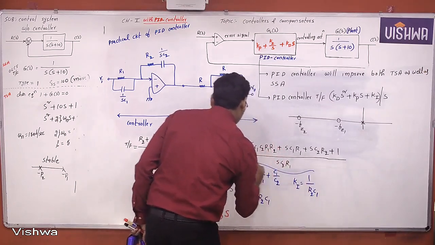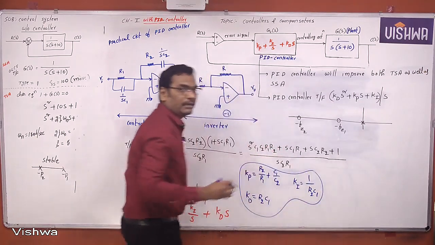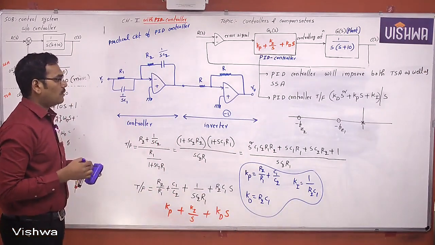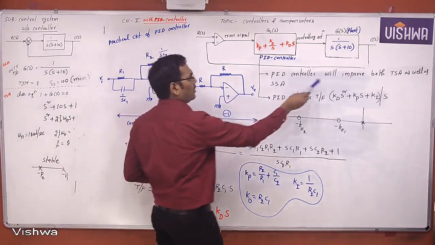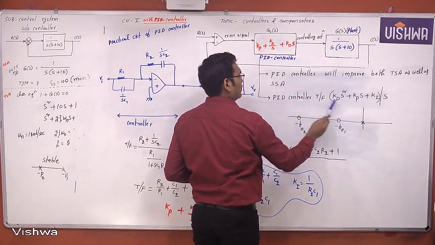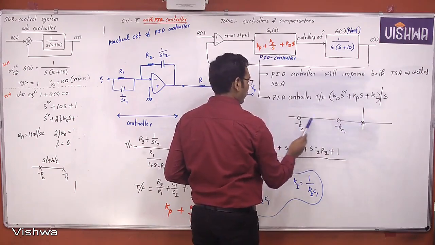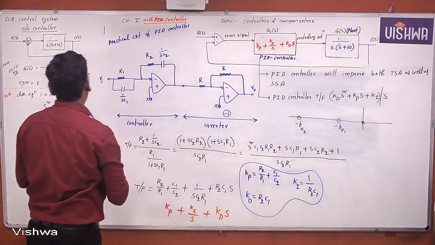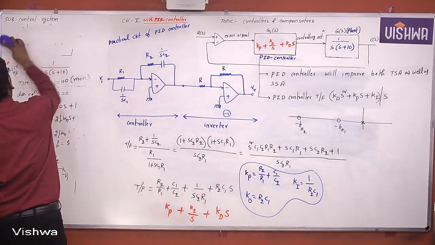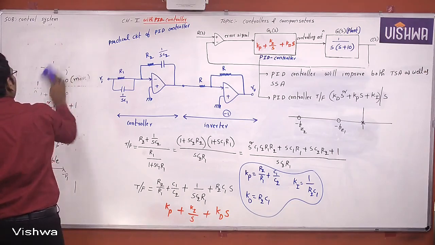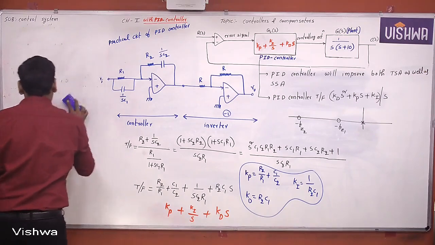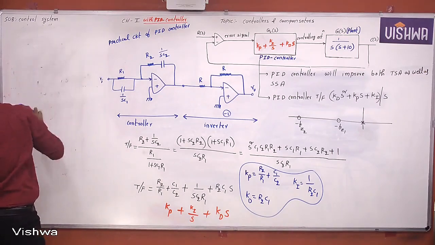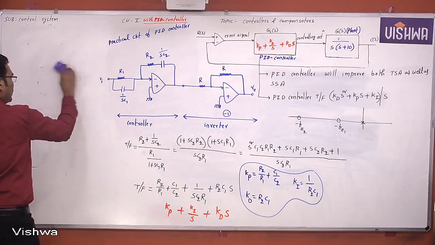These are the constants. In the practical circuit, these are the constants. Okay, so this PID controller will improve both the transient as well as steady state. This is the transfer function, one pole at origin, two finite zeros, and this is the overall practical circuit of the PID controller. Okay, note down this. This is very, very important. And the problems are also based on this particular thing.